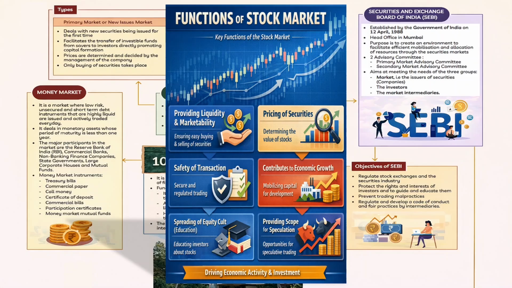And finally, providing scope for speculation. Now, speculation refers to forecasting about whether the price of a commodity will be increasing or decreasing in the near future. Stock market provides sufficient scope for speculation in restricted market and within the provision of law. It is generally expected that certain degree of healthy speculation is necessary for liquidity and price continuity in the market.